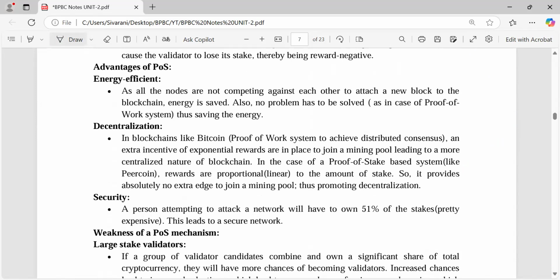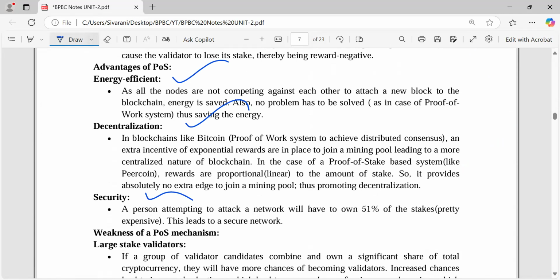Next, what are the advantages of POS? It is mainly energy efficient, promotes decentralization, and provides security. Why energy efficient? Miners do not waste their energy, because the validators who maintain the stake of coins are randomly selected. So that amount of energy is not wasted in maintaining the distributed consensus in a proof of stake based system, and rewards are also provided, so no extra edge is there. It promotes decentralization, and we are also reducing the 51% attack.